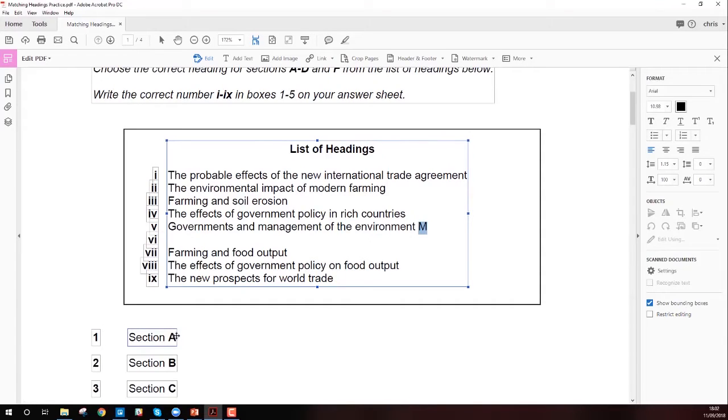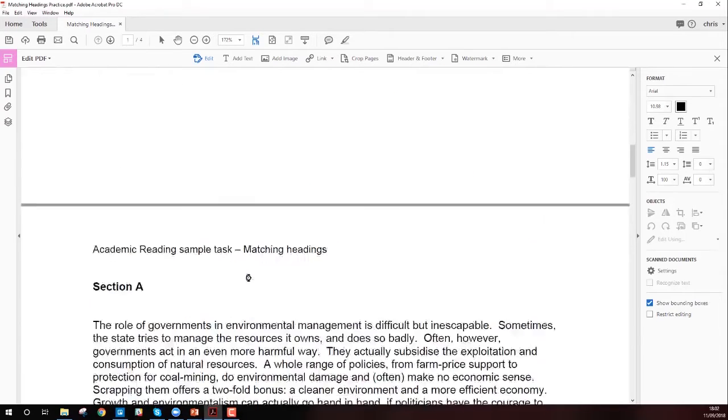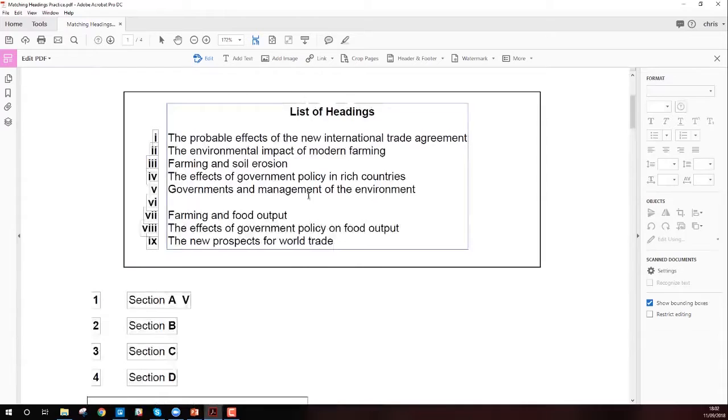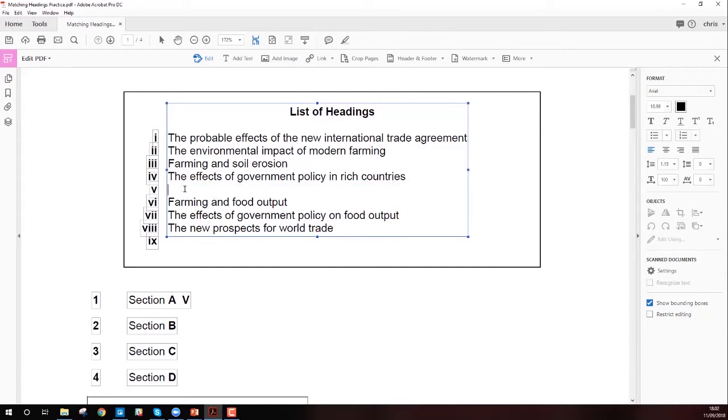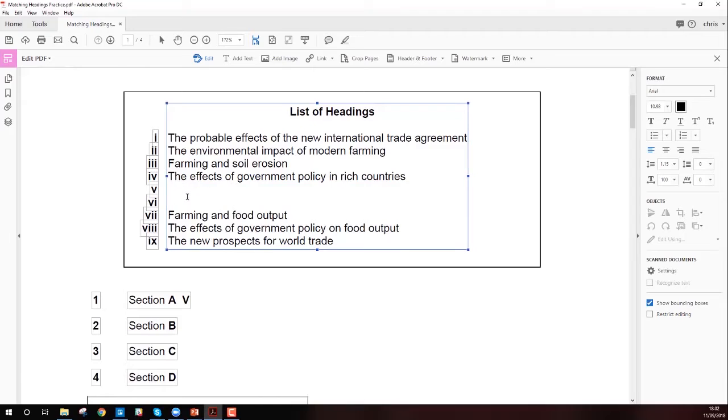So section A, I'm going to say, is 5. So remember, we're on the clock. Okay, we need to get going. And what I would also do is remove this one, because it doesn't match my heading exactly. Government environmental policy, governments and management of the environment, government policy, it's kind of the same thing, and none of the rest of them match up. So I'll just remove that, but in case we get it wrong, let's just put X here. So we've removed these two, so I don't look silly.